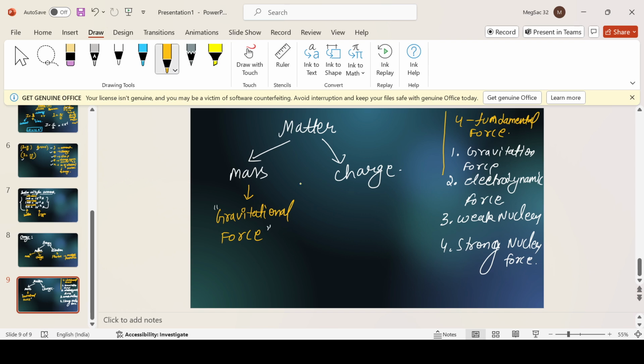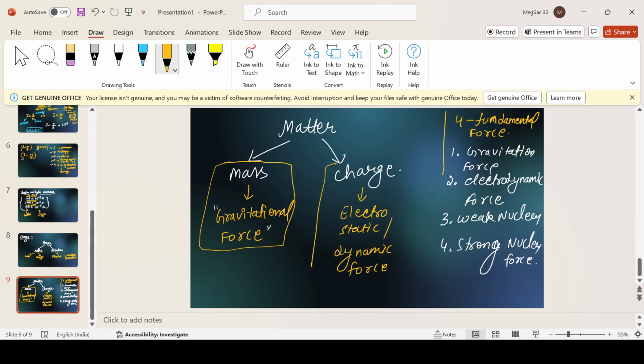Now, the force which is being generated by the charge is the electrostatic, we can say, or electrodynamic force. Got it now? Any doubt till now, anyone? So this mass part we studied in the gravitation chapter, and this we are studying in the electricity chapter.